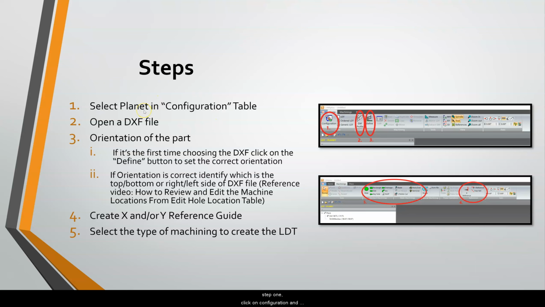Step 1, click on Configuration and select the planet. Step 2, open the proper DXF file. Step 3, figuring out the appropriate orientation of the part. If it's the first time choosing the DXF, click on the Define button to set the correct orientation.